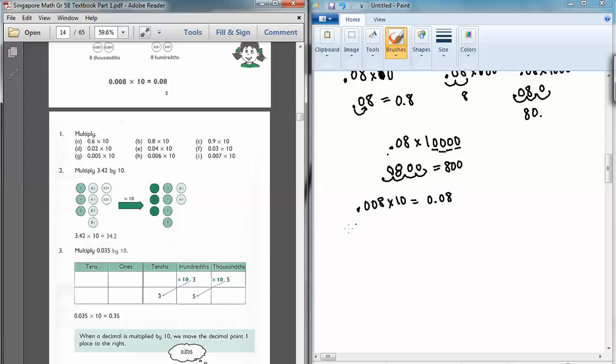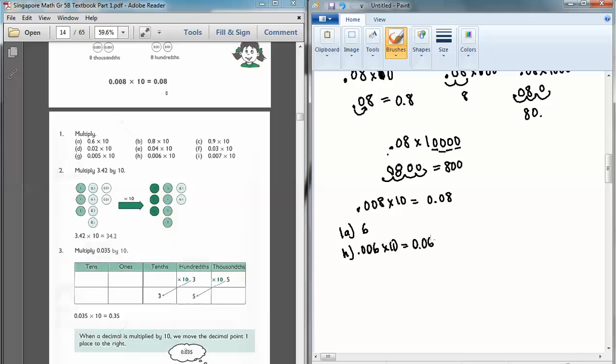All right, let's try a few of these problems on for size. Number 1A: 0.6 times 10 is 6. Moved it over once. 0.8 times 10 is 8. Okay, let's try number H: 0.006 times 10. Move it over one place, so that would be 0.06. Very cool. All right, let's see, I want to multiply.